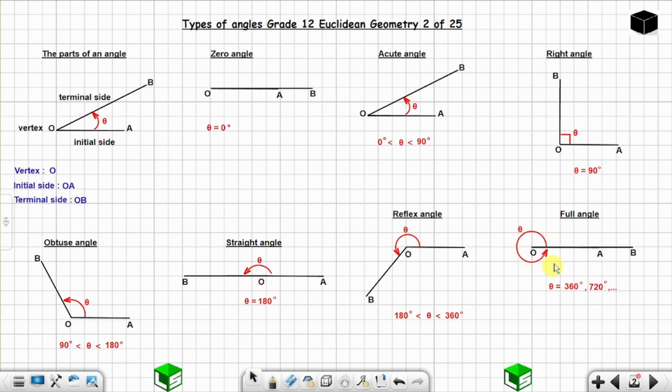Other words that you can use for a full angle: a full angle can be called a full rotation, a full turn, or a complete angle. These are other words that you can use for a full angle.